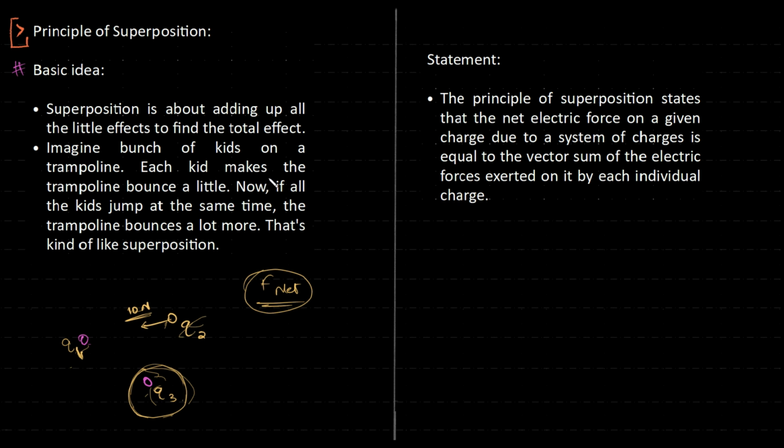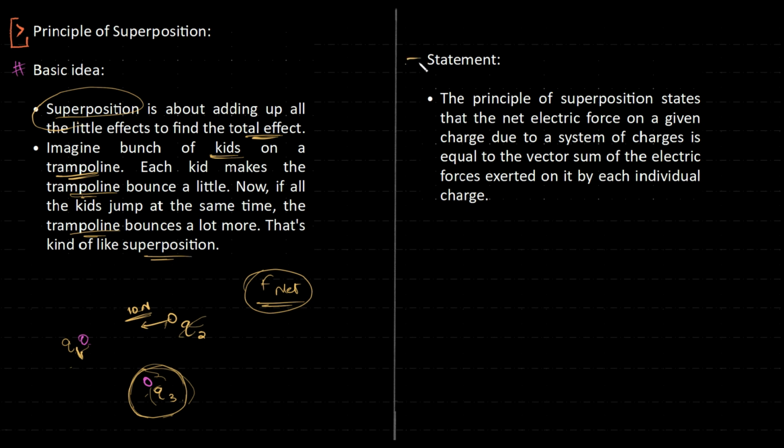So the idea of the superposition theorem is that if we have to find the total effect, we have to make use of it. That's what the superposition theorem helps us with. We can imagine a bunch of kids jumping around on a trampoline. Each kid has their own effect on the trampoline, but if they jump at the same time, the total effect with which the trampoline goes down will be superposed. The total effect is the sum of all of them.